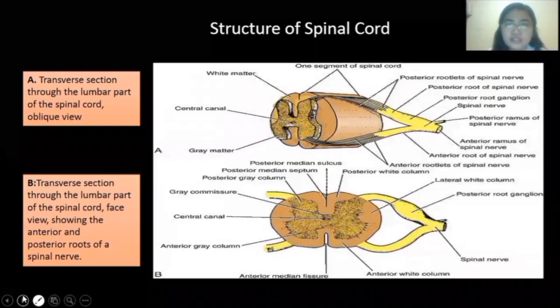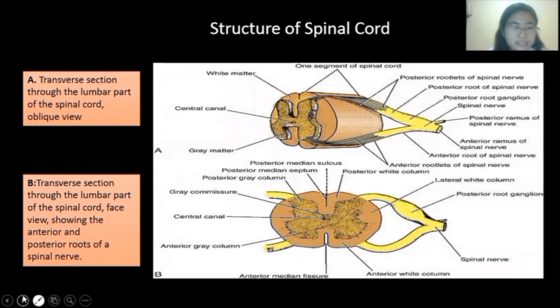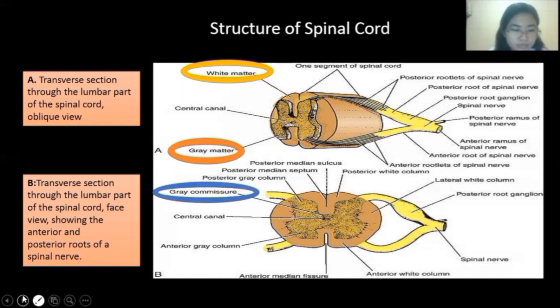So for the structure of the spinal cord, the spinal cord is composed of an inner core of gray matter, which is surrounded by an outer covering of white matter. The gray matter is seen on cross-section as an H-shaped pillar with anterior and posterior gray columns or horns, united by the thin gray commissure containing the small central canal.